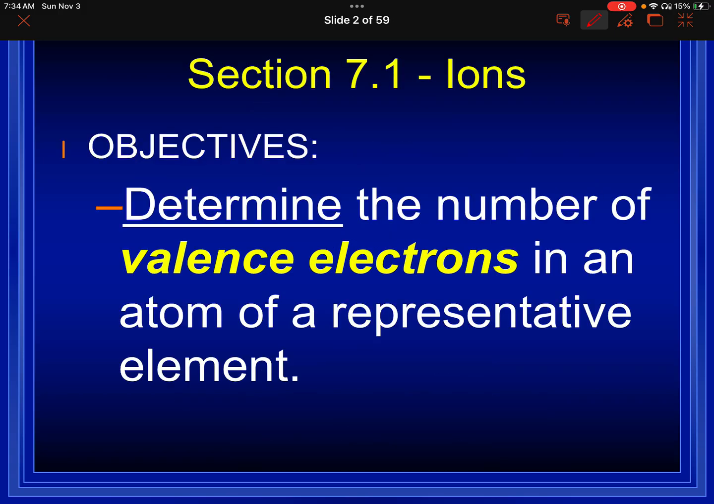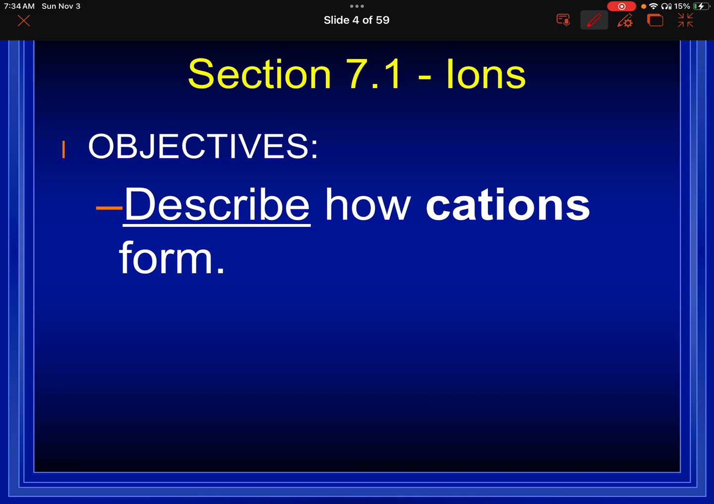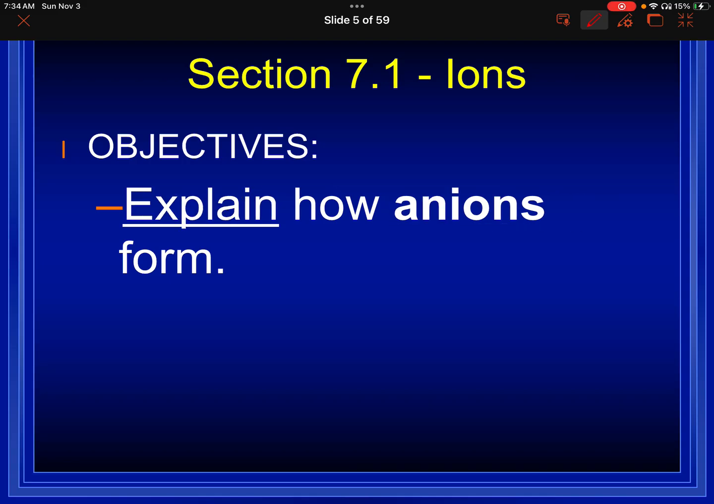Our objectives. We will first talk about valence electrons and how to get these numbers. You already know this. Representative elements, as a quick reminder, are groups 1A through 7A. We will talk about the octet rule and how it applies to the formation of metallic and nonmetallic ions. We'll also talk about the formation of cations and the formation of anions.